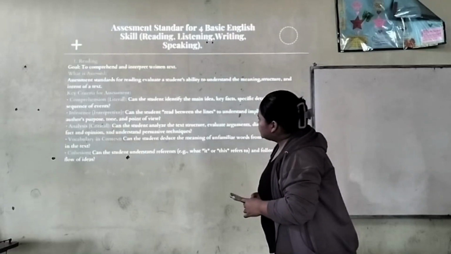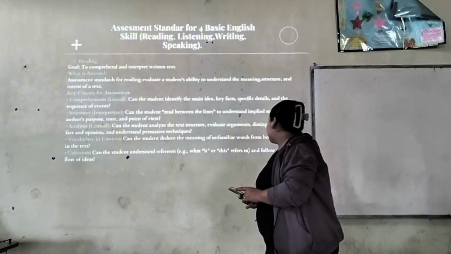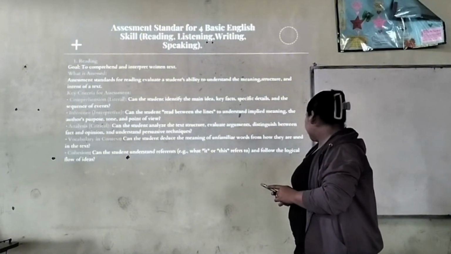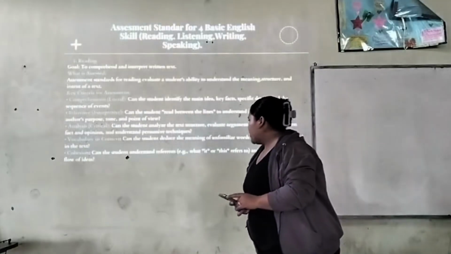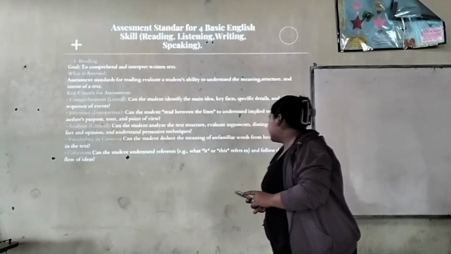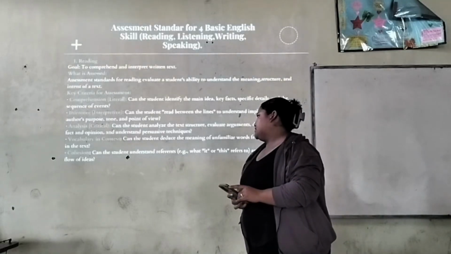Can the student analyze the text structure, evaluate arguments, distinguish between fact and opinion, and understand persuasive techniques? And the next is vocabulary in context. Can the student deduce the meaning of unfamiliar words from how they are used in the text? And the last is cohesion. Can the student understand reference and follow the logical flow of ideas?